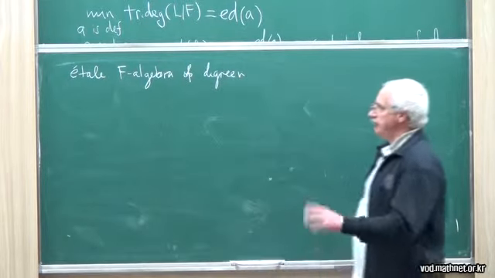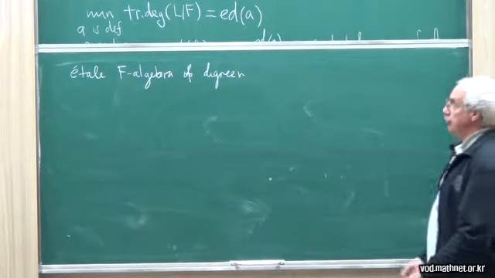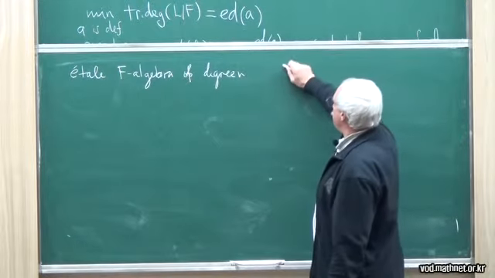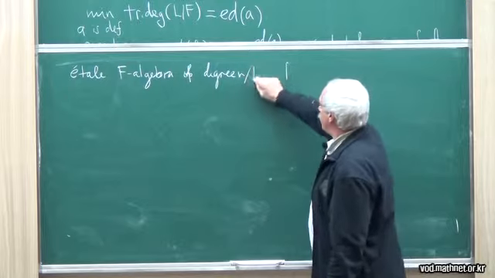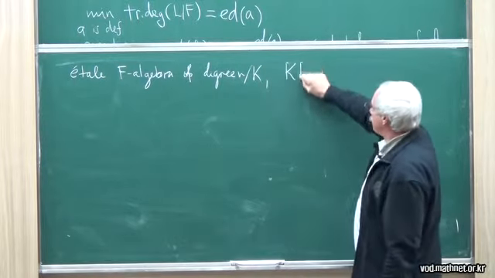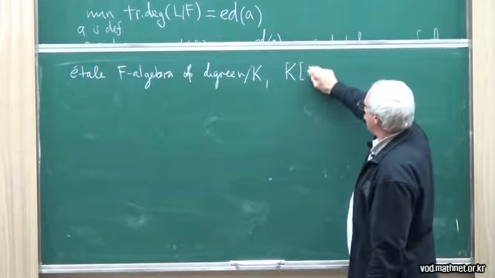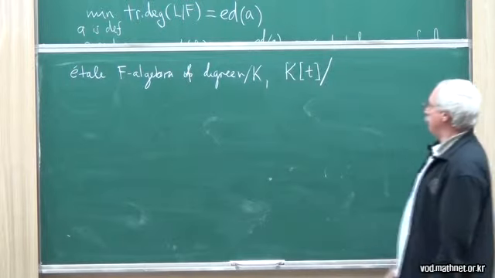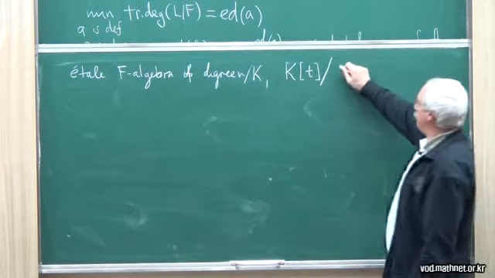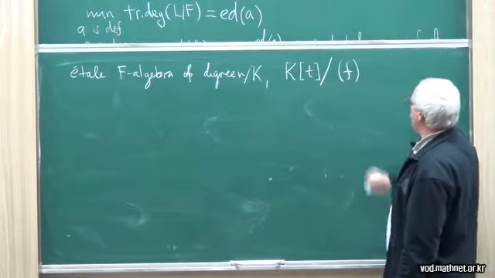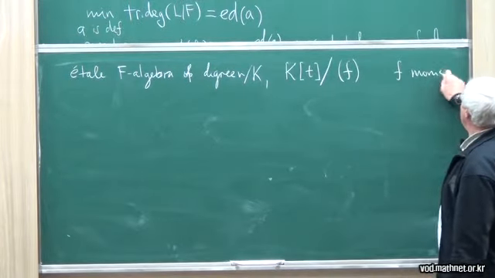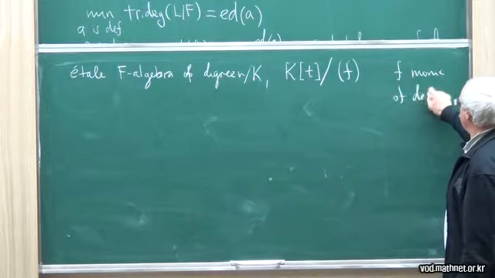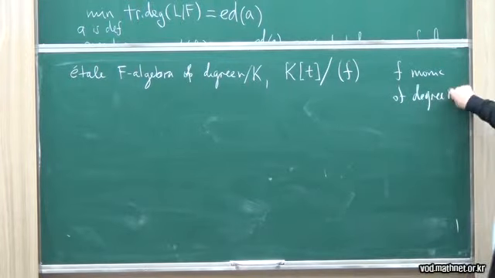In fact, at least the base field is infinite. We can write such an algebra as the factor algebra, say over K. So it's the factor algebra of the polynomial algebra in one variable by the ideal generated by a polynomial F, monic, of degree n, polynomial over K.